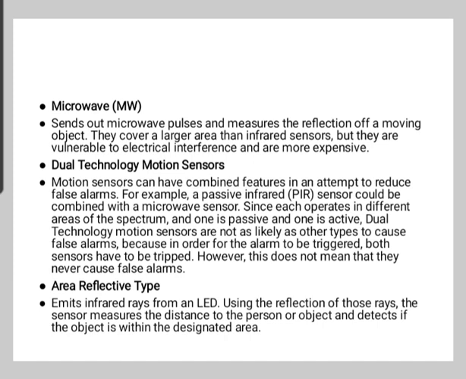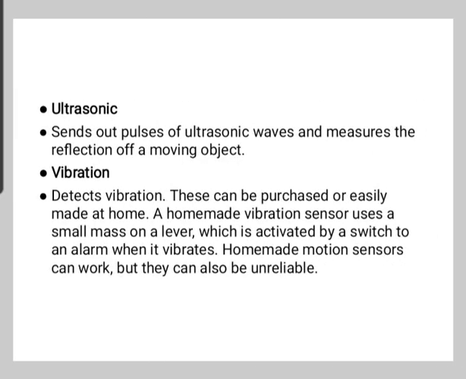Then area reflective type, it emits infrared rays from an LED. Using the reflection of those rays, the sensor measures the distance to the person or object and detects if the object is within the designated area. Then ultrasonic, already seen. Vibration, it detects vibration and can be purchased or easily made at home.